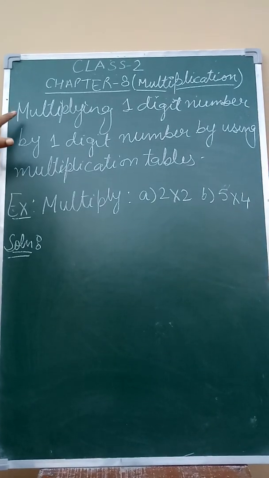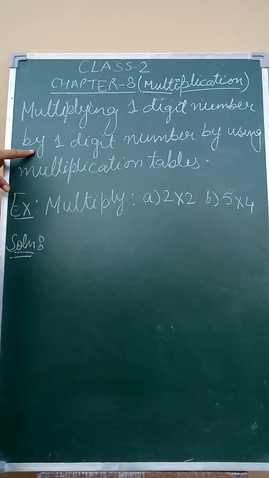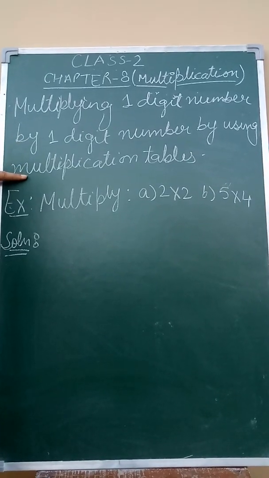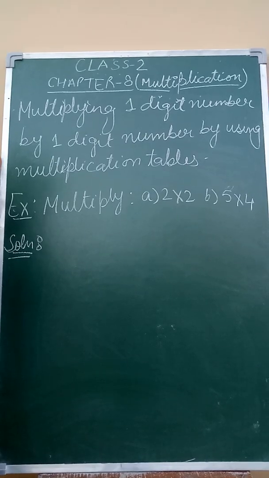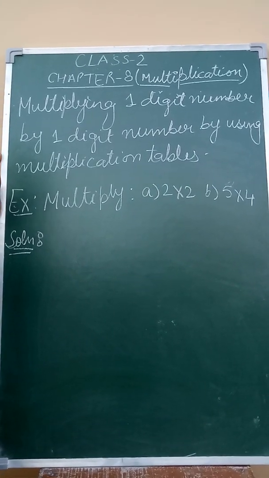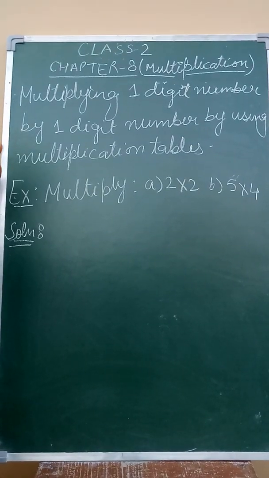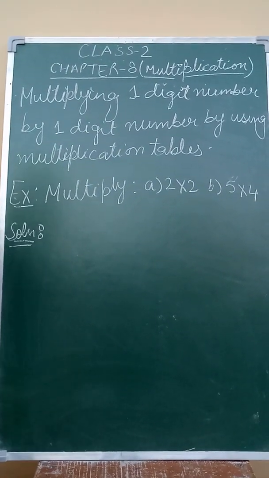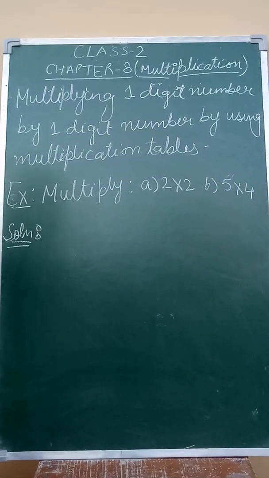Now the next topic is multiplying a one digit number by another one digit number using the multiplication table. The trick for the multiplication table I already explained in my previous video, and I hope you use that trick and form all the tables, and I trust you already learned the tables. Okay, right, so let's start.